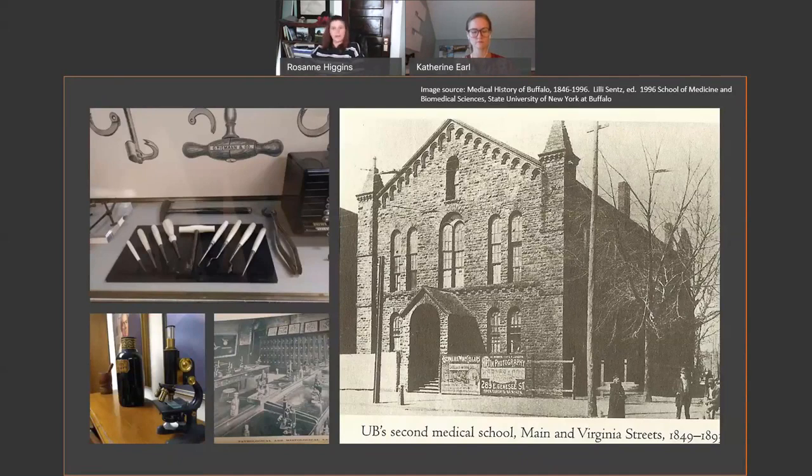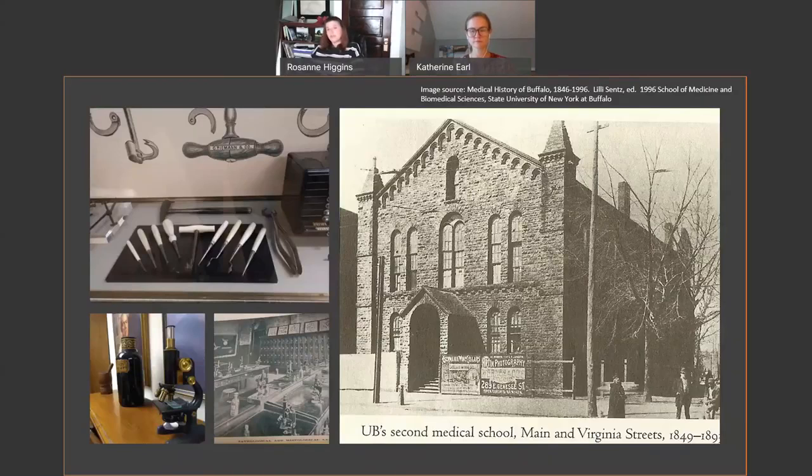So by my story, by the time we're into the 1890s, it's been around for quite a while. It's moved. So this is the building that would have been where my story took place. The second location was at Main and Virginia Streets until I think 1893 or 4, so into the period where my story is taking place, it would have taken place here. Some of these other pictures are from research I did at the History of Medicine Library at UB, and some of these are artifacts from medical school back in the day, just to give you a sense of the history of the institution.